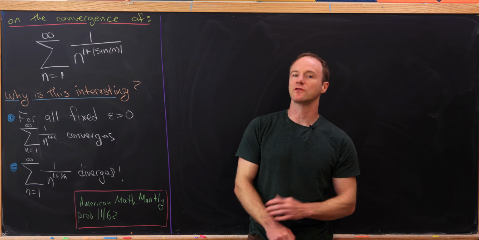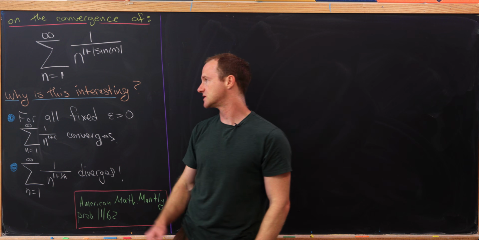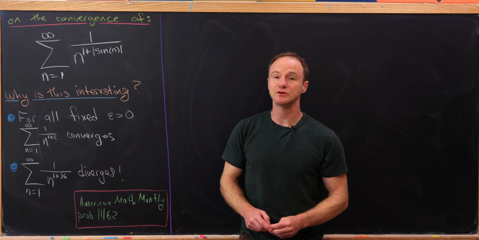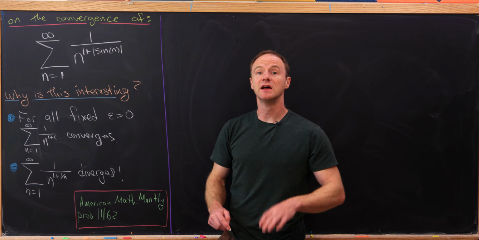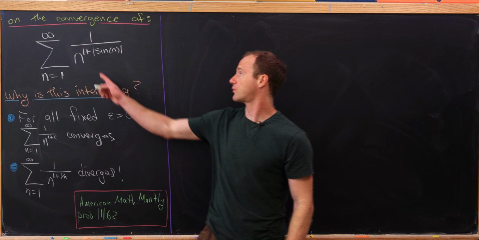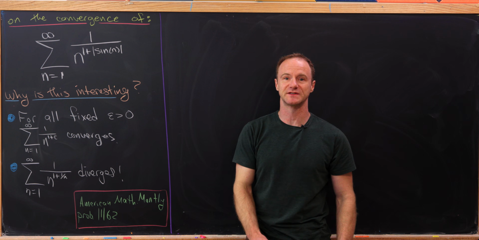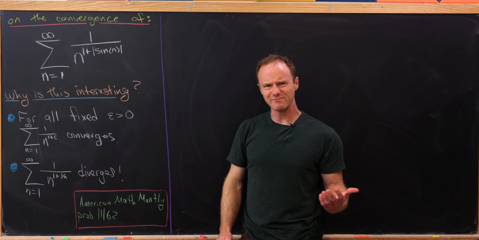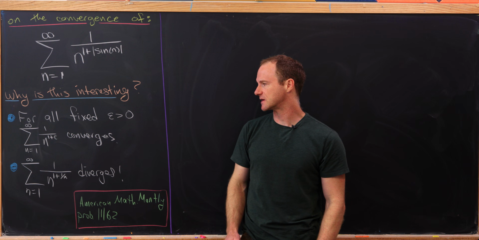Today we're going to study the convergence of a pretty interesting series. So it'll be the sum as n goes from 1 to infinity of 1 over n to the power 1 plus the absolute value of sine of n. And what makes this series interesting?